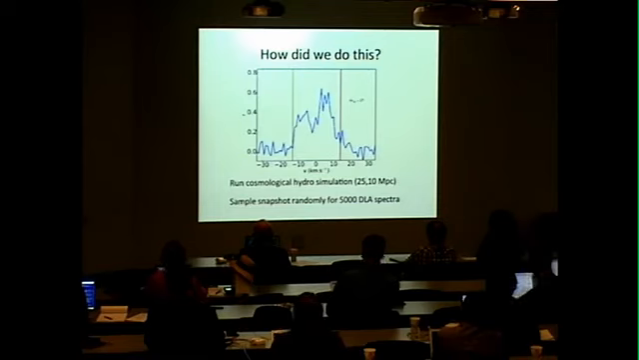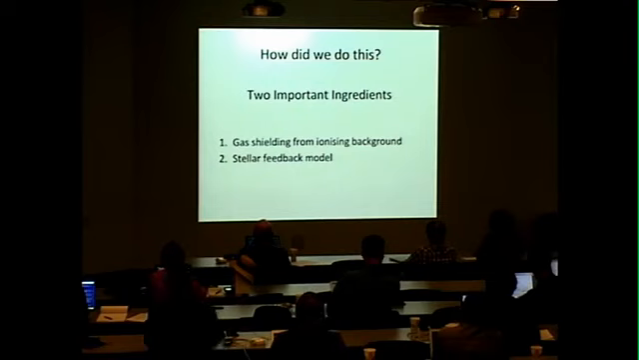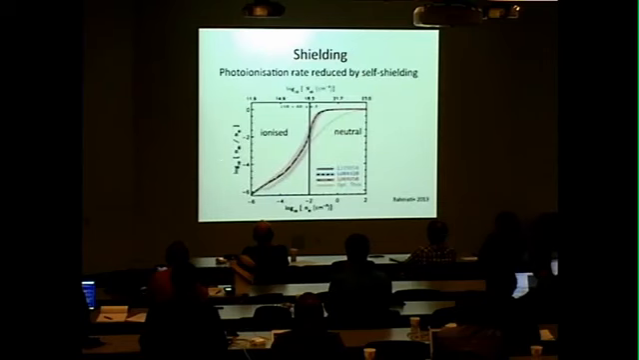The more interesting question maybe is, how did I do this where other people didn't get this? There were 2 ingredients that I thought were particularly important here. The first is the way that the shielding is done from the ionizing background. Gas at these high densities is shielded from the effects of the ionizing background and becomes neutral. The second one is the details of the stellar feedback model, which affect the result. Let's go into the first one first, because it's simpler.